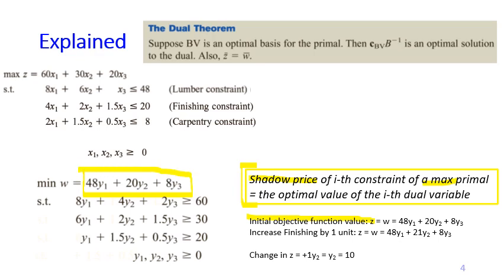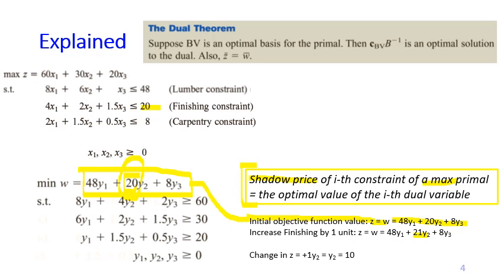Why we may use the dual objective function? Remember, because when we have an optimal solution, the z value equals the w value. So we may say that the optimal z value equals the w value, which is 48y1 plus 20y2 plus 8y3. If we increase the finishing constraint, the right-hand side from 20 to 21, here in the dual problem, the objective function value will also change from 20 to 21.